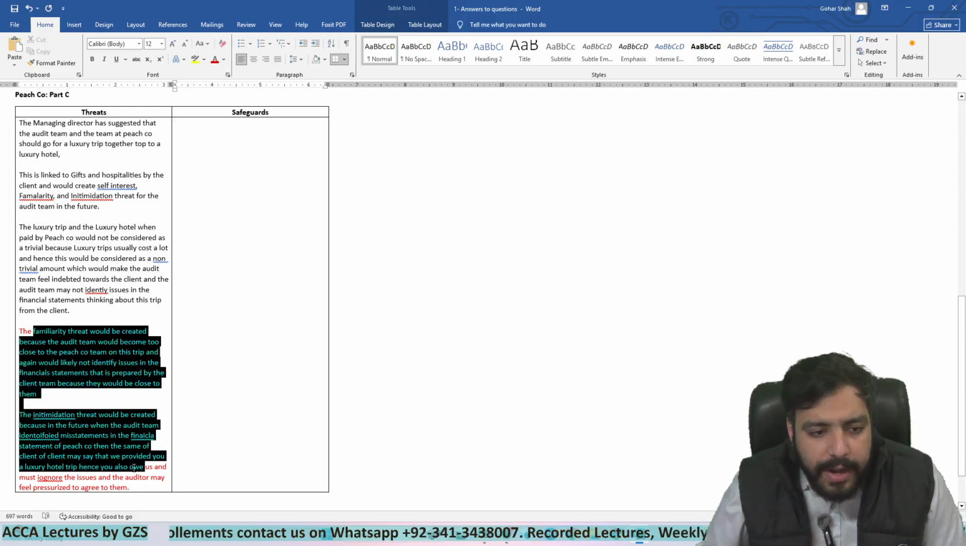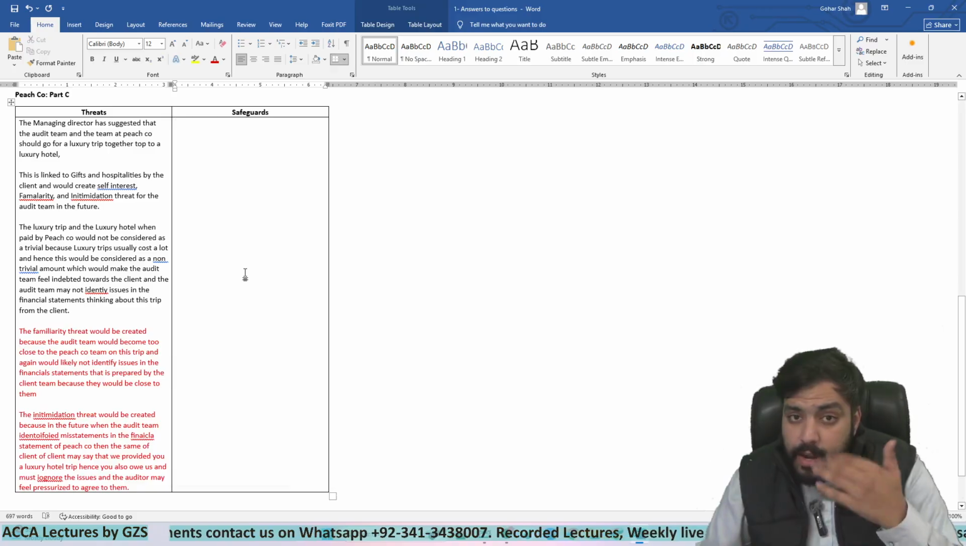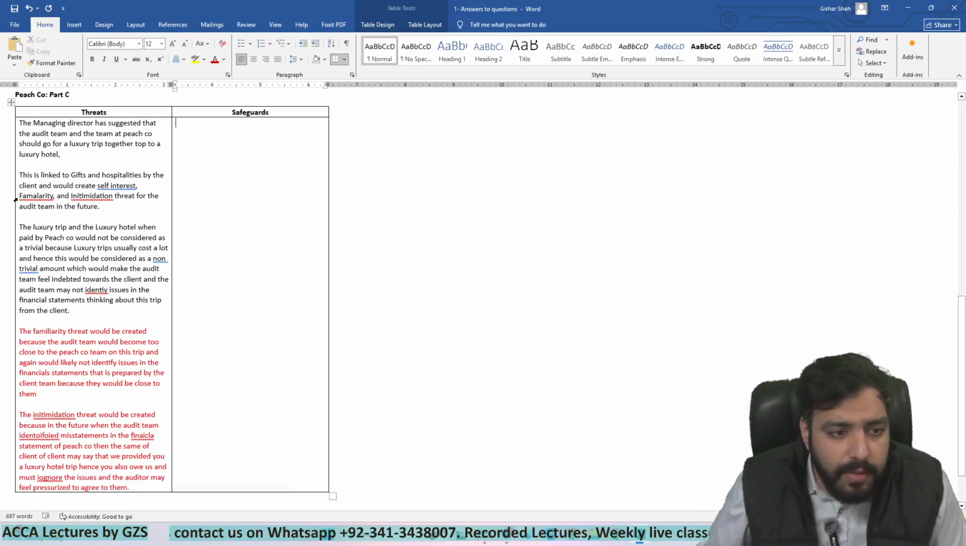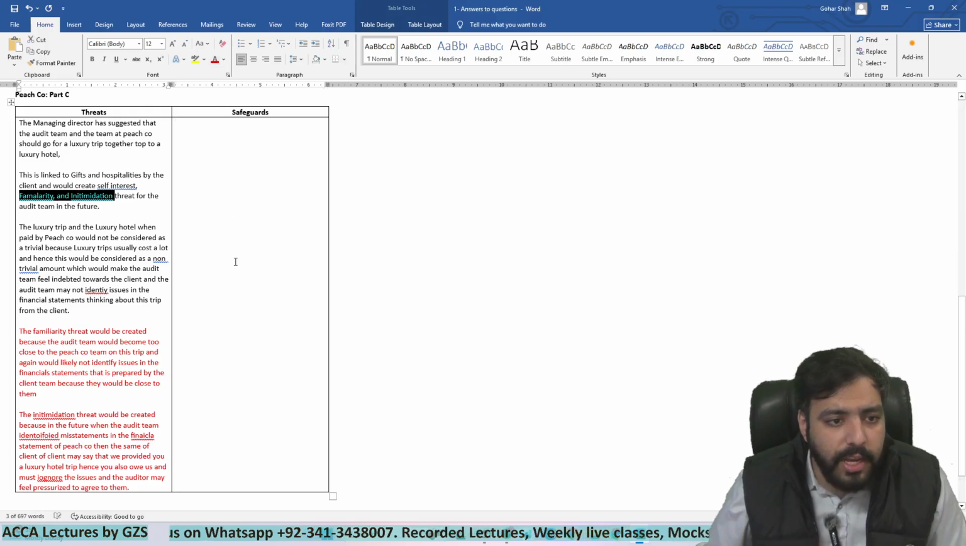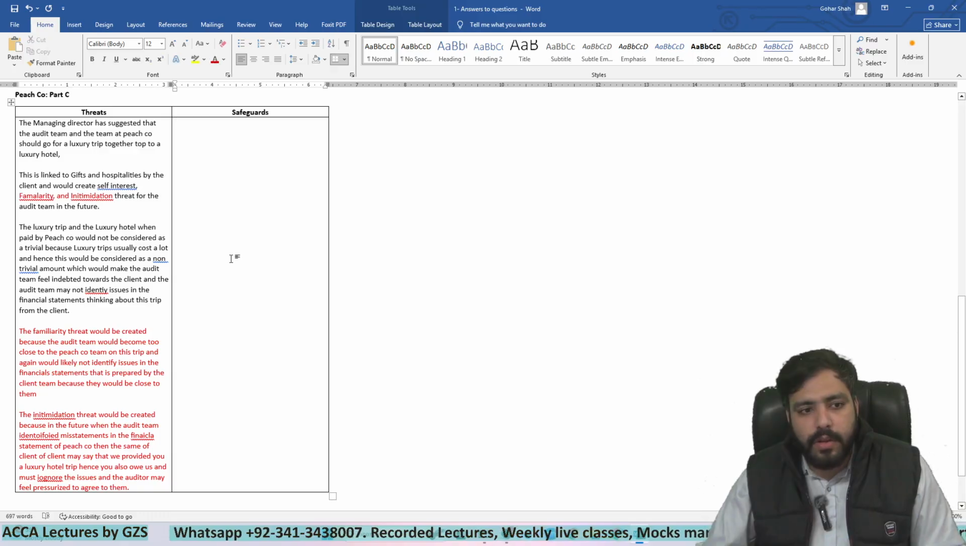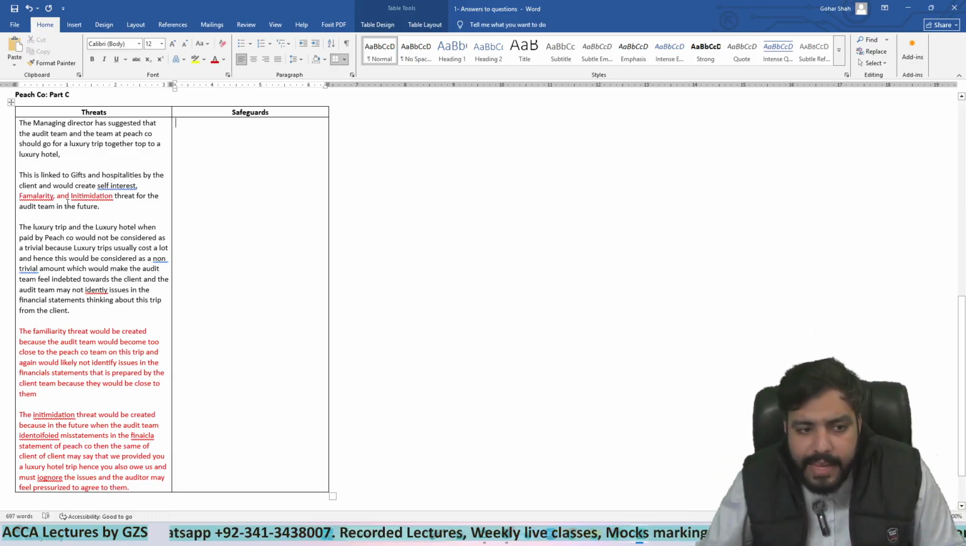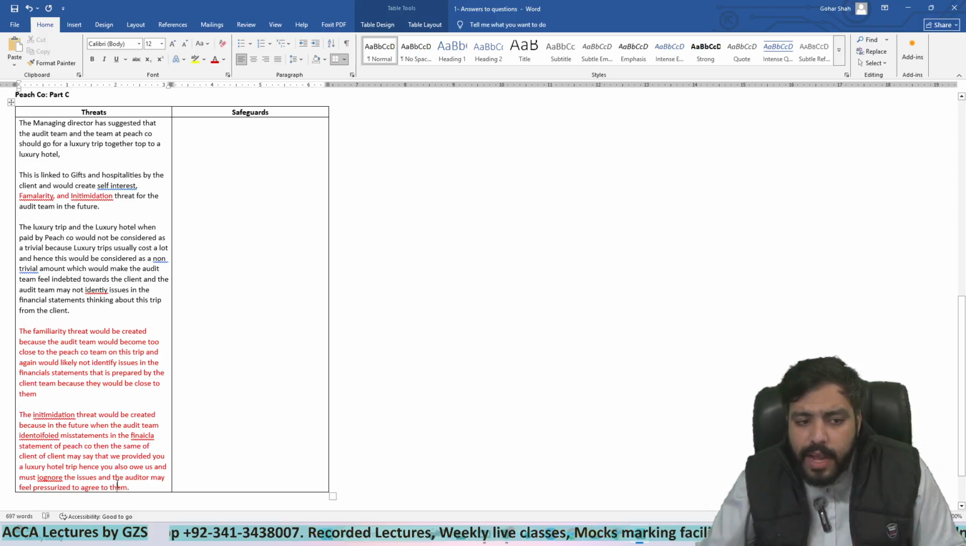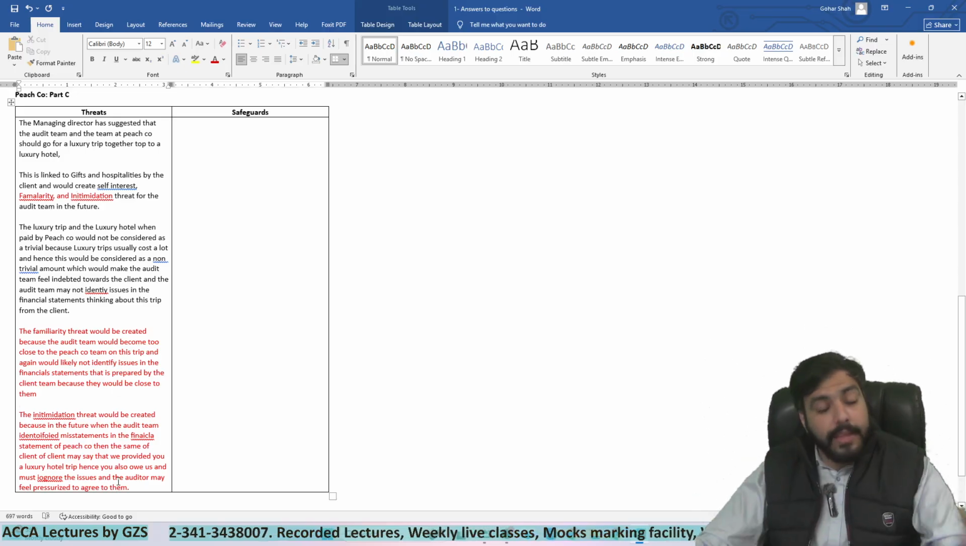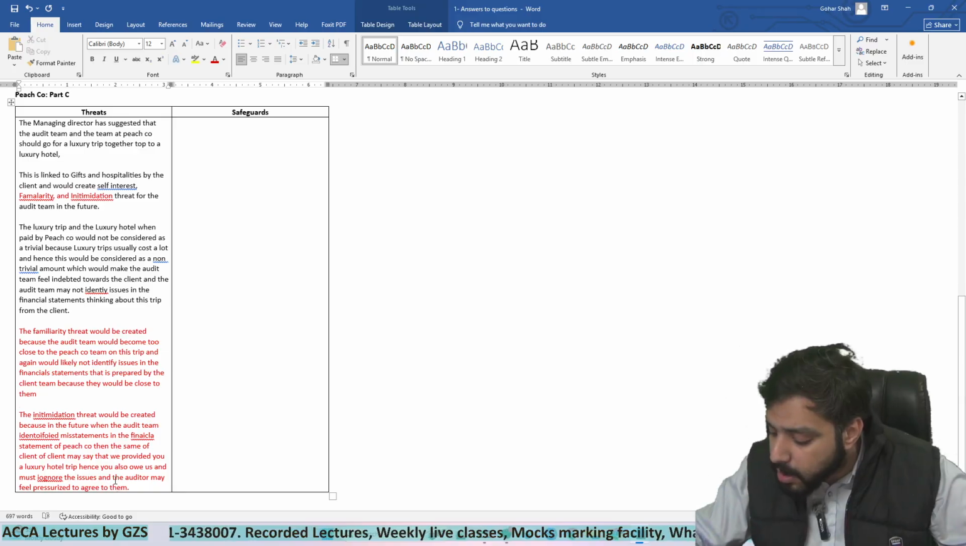All of the red highlighted ones are the ones that I've just done for the class. Even this one, familiarity and intimidation, I would simply just ignore it. I would not write it down, because I know that writing these things down is just going to take extra time and I cannot finish my exam.